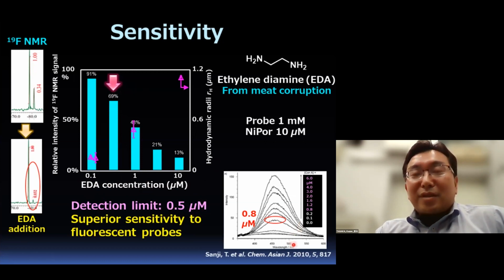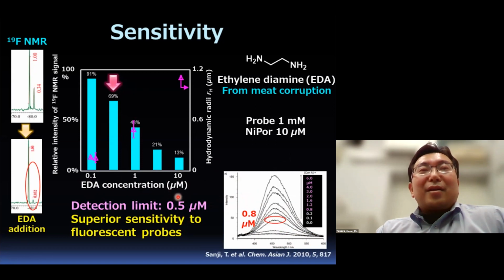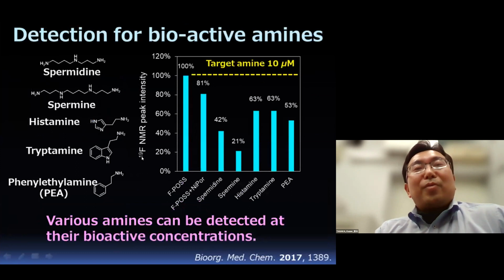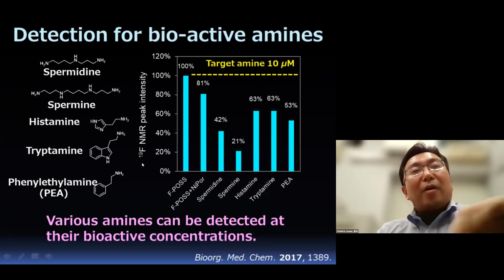And this is the result from the fluorescence probe. In this case, 0.8 micromolar is the detection limit. Compared to this result, we obtained a more sensitive MR probe based on the hybrid chelators. And it is a demonstration of the applicability of our probes.